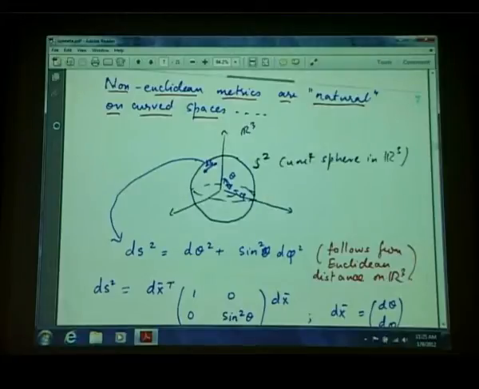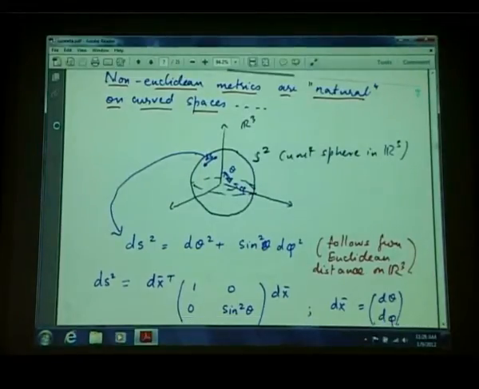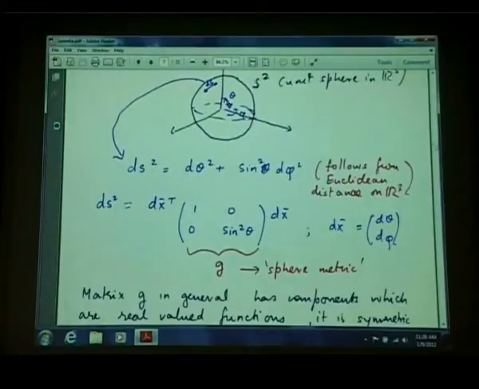For example, take the unit two-sphere, which is a subset of R3. Given the Euclidean distance on R3, I can find a natural infinitesimal distance between two points on the sphere, which looks like this. I've used the natural coordinates theta and phi by which you would label points on the sphere. Again, I can write the square of this distance as I wrote before, in terms of this vector dx and this matrix G. Now you see that this matrix has entries which are real valued functions.